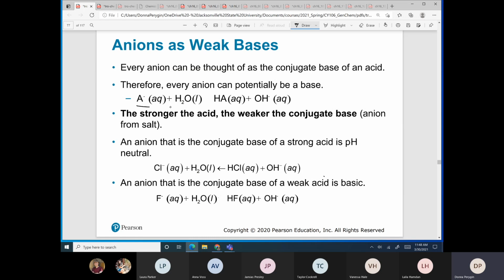So we have A minus plus H2O gives us HA plus OH minus. The stronger the acid, the weaker the conjugate base. We learned that earlier. So an anion that is the conjugate base of a strong acid, since strong acids completely dissociate, let's say we had H plus Cl minus from HCl, that's going to, oh, what was I doing? That's backwards. I was thinking about this backwards. Sorry, guys. But they wrote it backwards, so it got me mixed up.